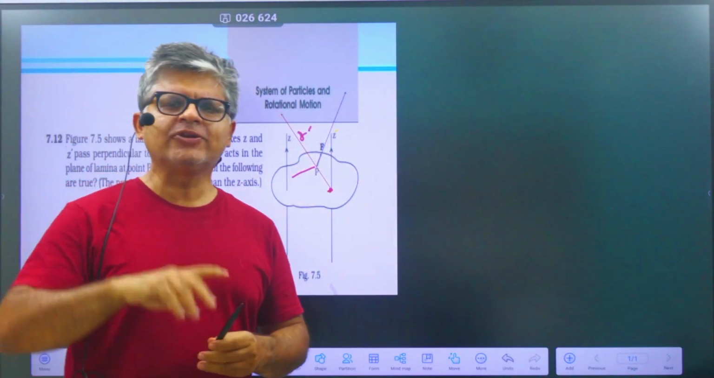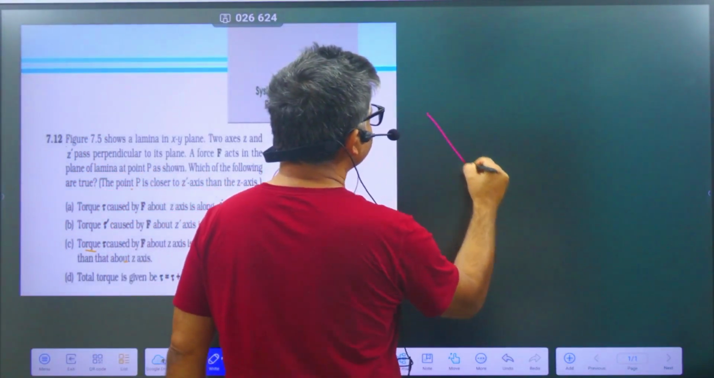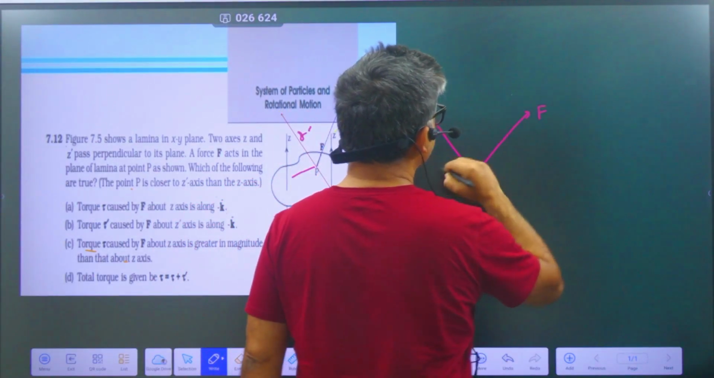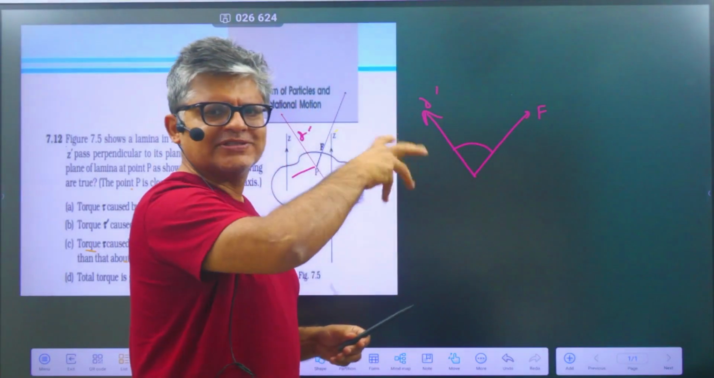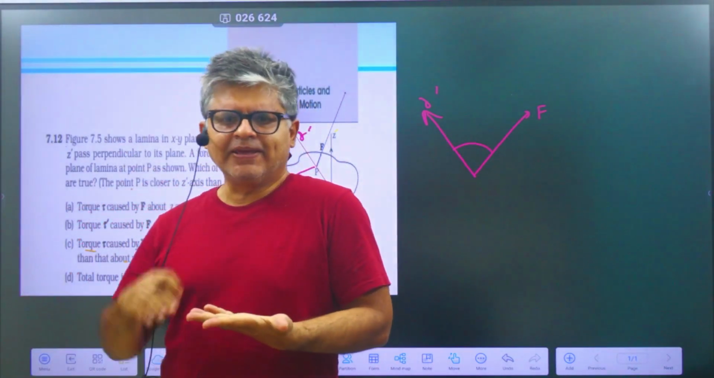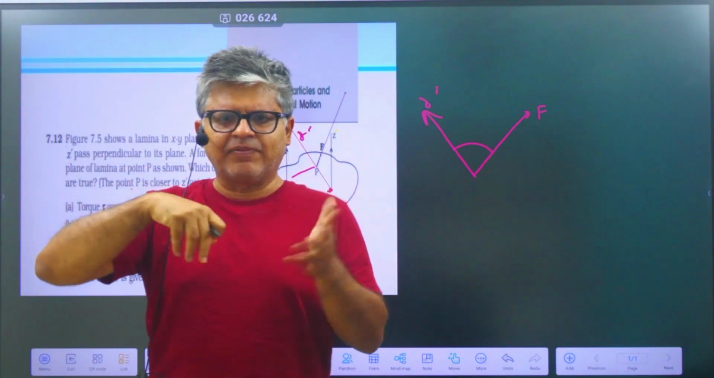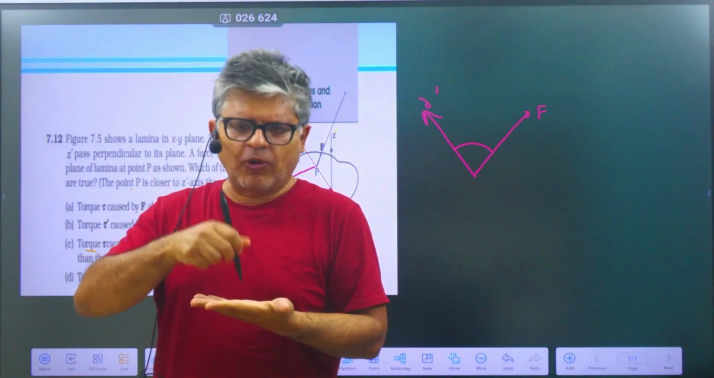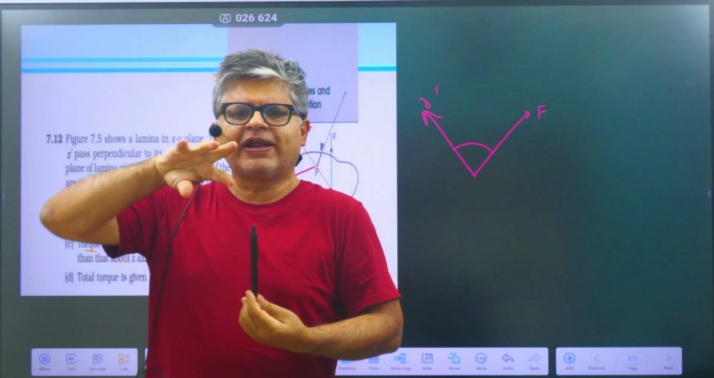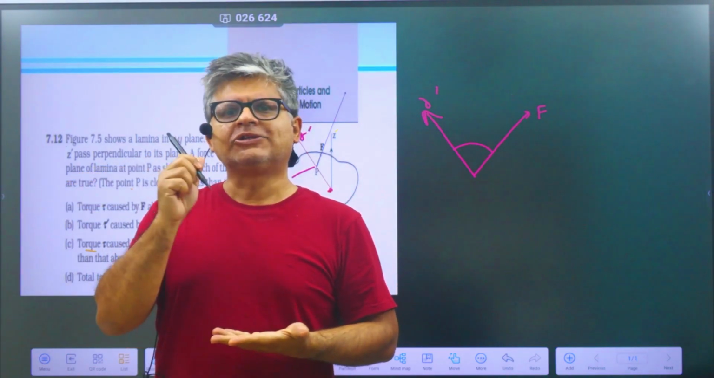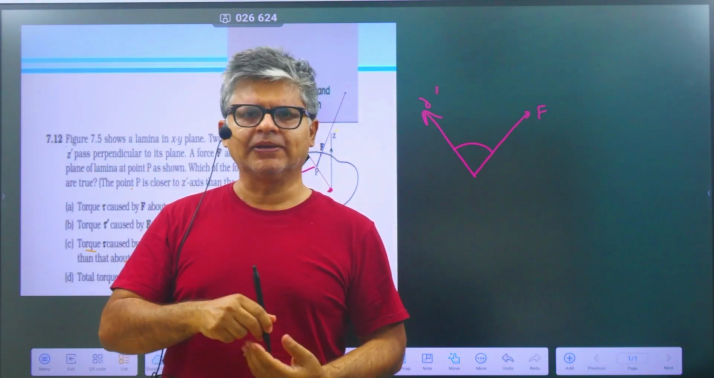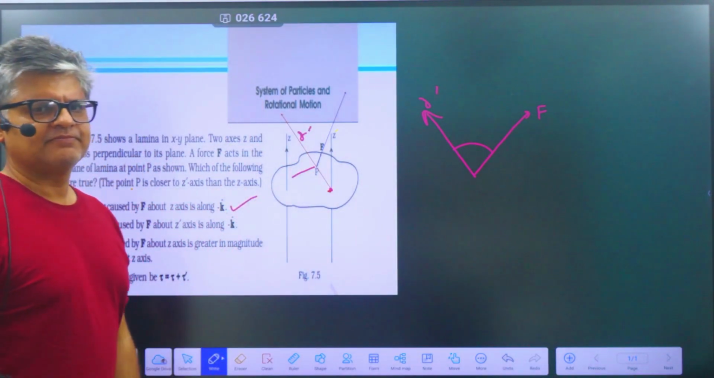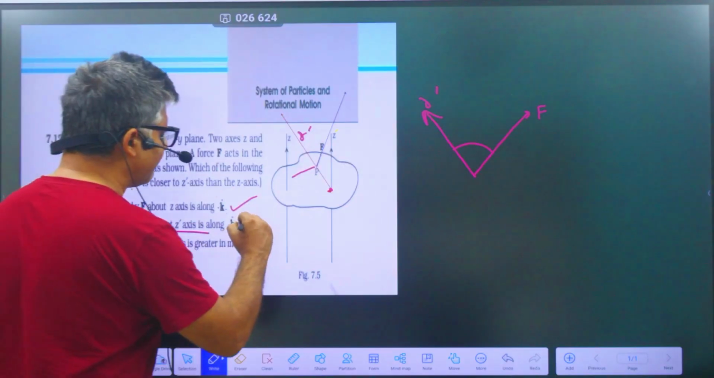What do I do now? I need to take the vector product. So my R dash is in this direction, my F is in this direction, and I will do R cross F. Remember, this is all happening like this because my board is in a different plane, the lamina is in a different plane. If you look from the point of view of a lamina which is in the XY plane, when I do R cross F, my torque vector goes downward, which is minus K. So choice number one is indeed correct. Sorry, it's the Z axis, choice B is correct.